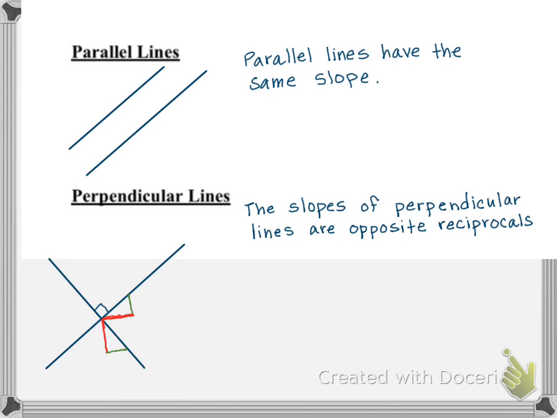But so we flip the fraction and then we reverse the sign to find the slope of a perpendicular line. And again, we're going to use that information the same way we use the fact that parallel lines have the same slope. It's just another way of giving information about a line.